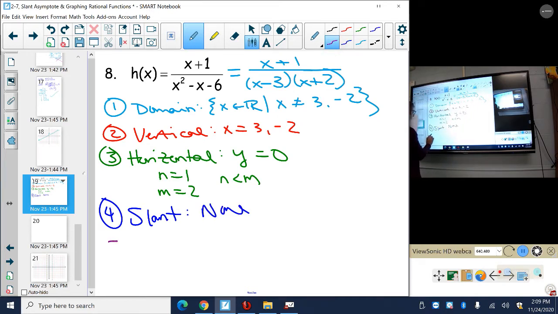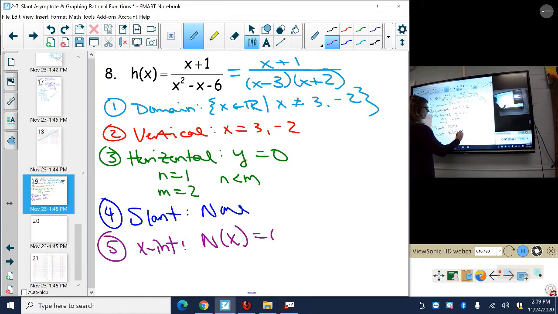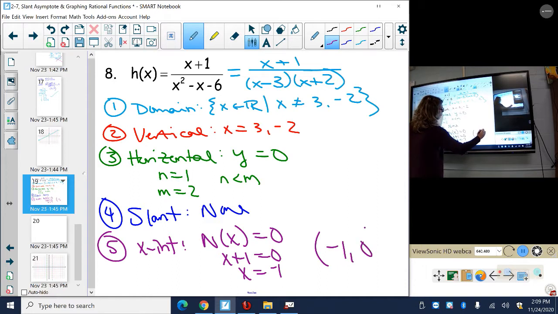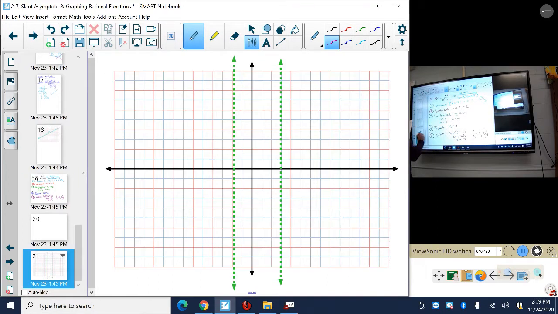Then number 5, my x-intercept is found by taking n of x and setting it equal to 0. So x plus 1 is equal to 0, so x is equal to negative 1, so that's the point negative 1, 0. So I'm going to come over here and graph that. So that's negative 1, 0.